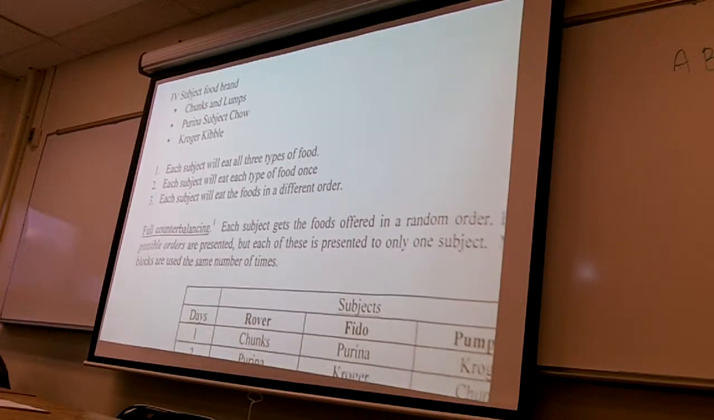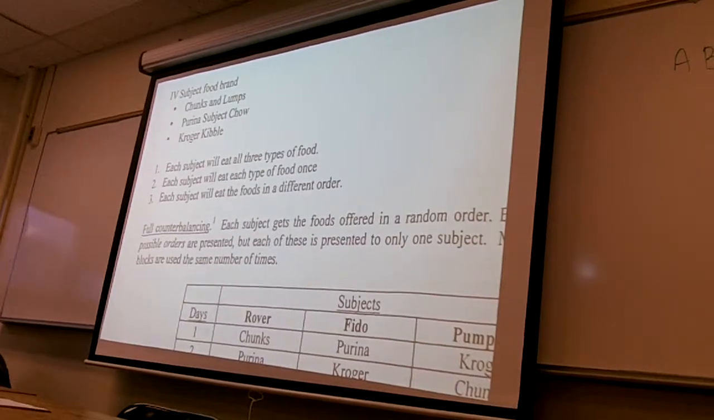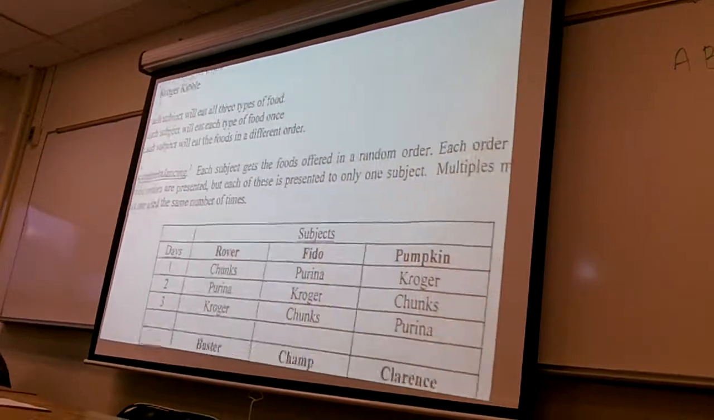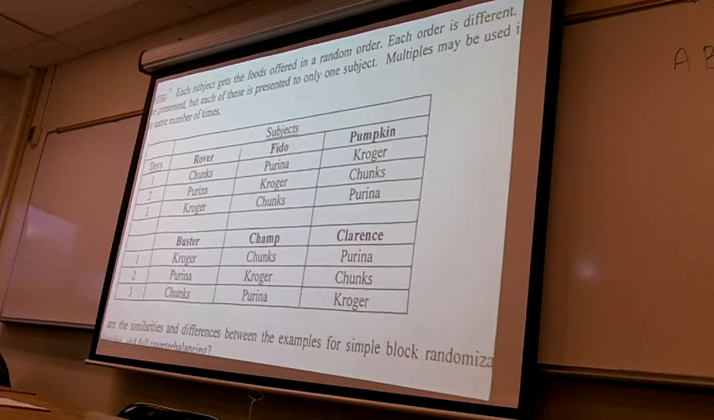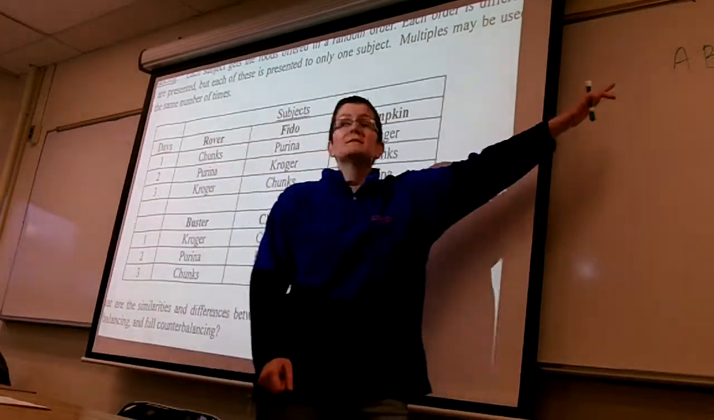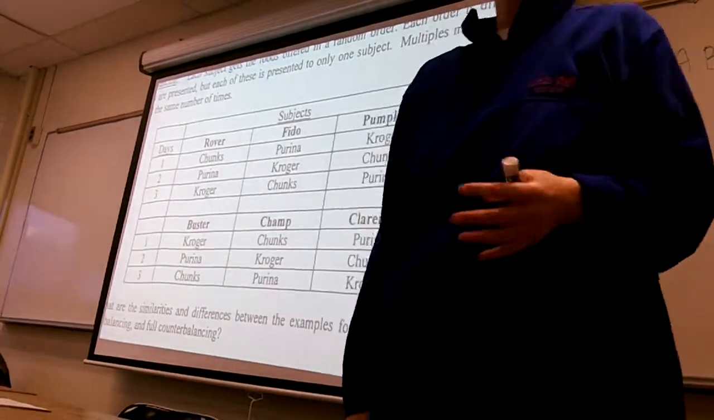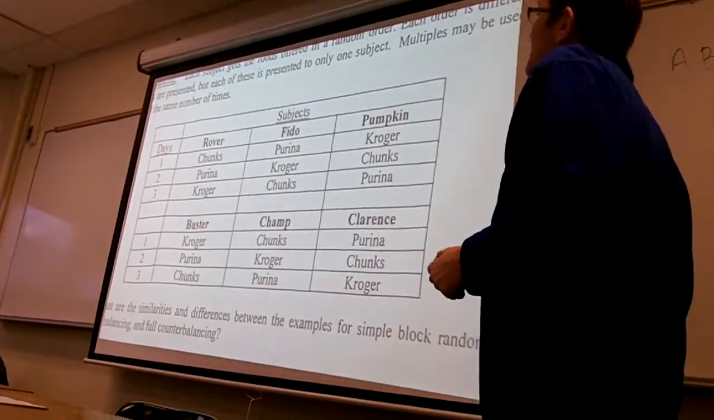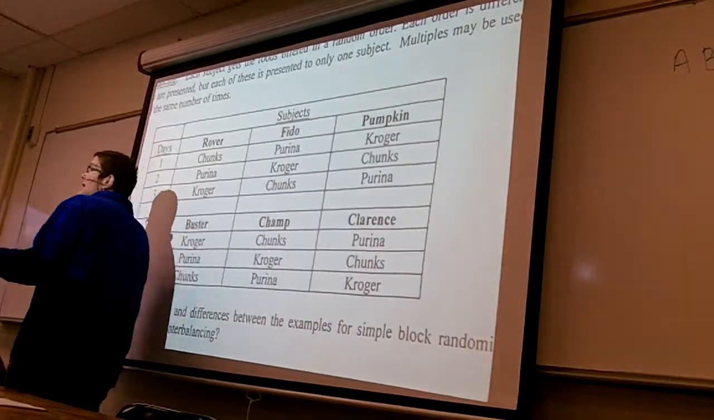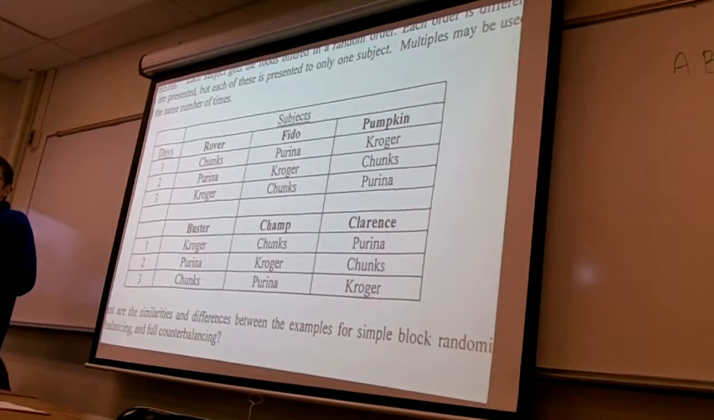Now, if I do full counterbalancing, that means I use every possible random order. So at minimum, I would need 6 dogs now, because there are 6 possible orders of 3 things, right? A, B, C; B, C, A; C, A, B, and so on. There's 6 possible orders. So if I'm going to do full counterbalancing and get information on every possible random order of these 3 foods, I have to have at least 6 dogs.